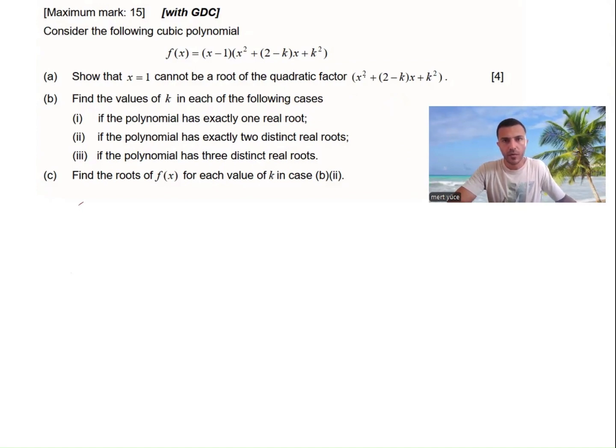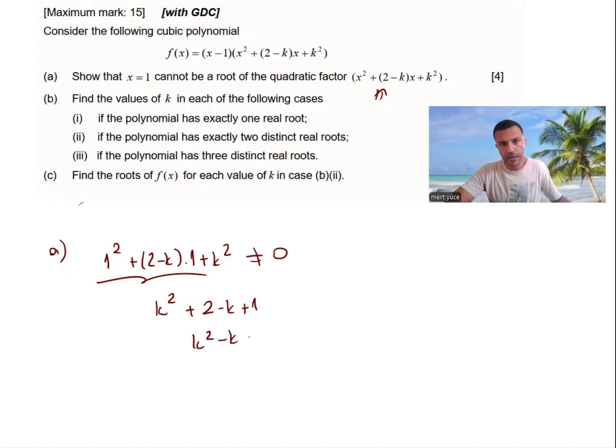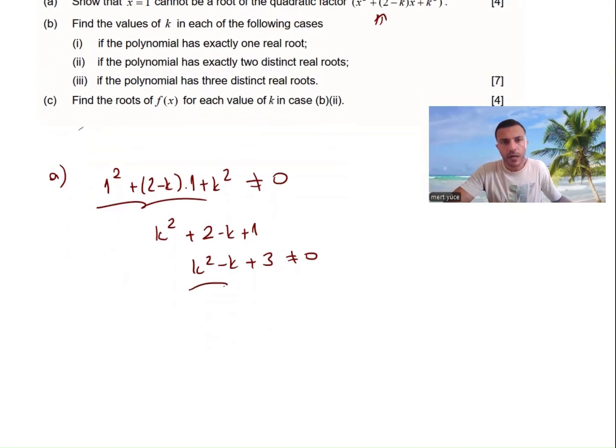So when we substitute x equal 1 into this expression, it shouldn't be equal 0. I mean, 1 squared plus 2 minus k times 1 plus k squared shouldn't be equal 0. So I will simplify this expression, k squared plus 2 minus k plus 1, which is k squared minus k plus 3. So when we check for the discriminant here, the coefficients of this expression are 1, minus 1, and 3.